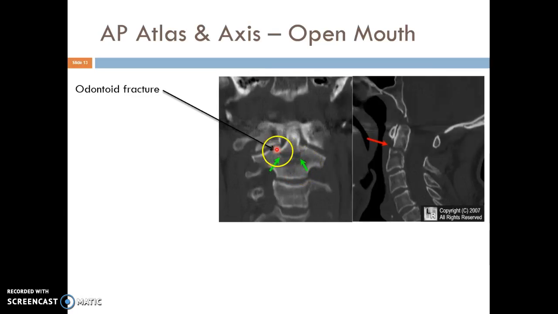Alright, this shows where the odontoid fracture is. It shows subluxation we can see in this CT scan. But right here, the odontoid is fractured from the C2.